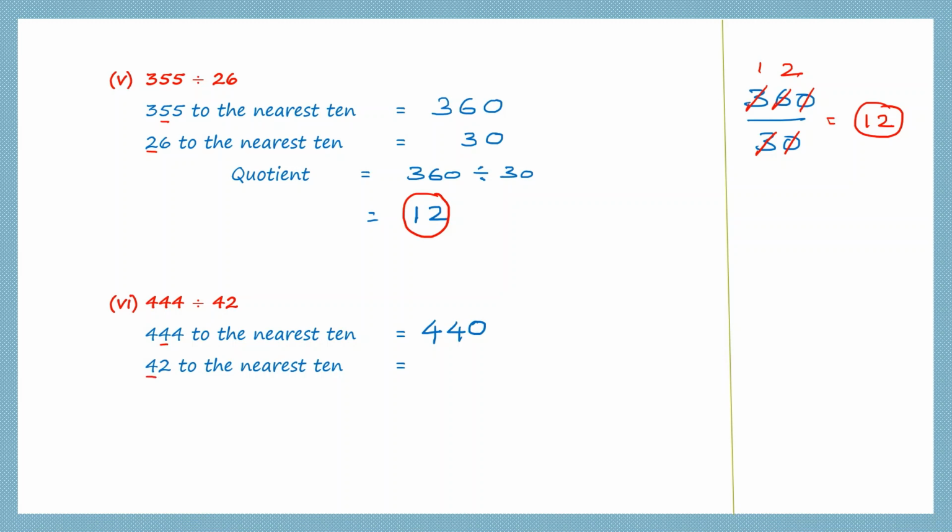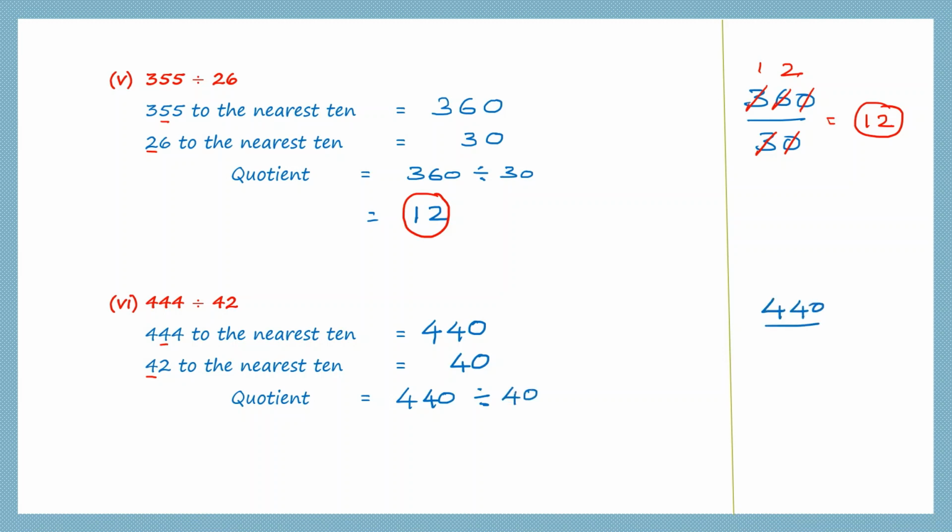Underline 4. The digit to its right is less than 5. So 4 will remain the same followed by a 0. 40. Now the quotient will be 440 divided by 40. So let's do that division.